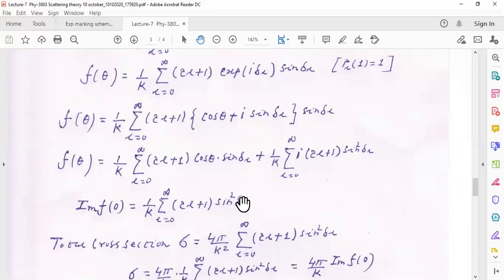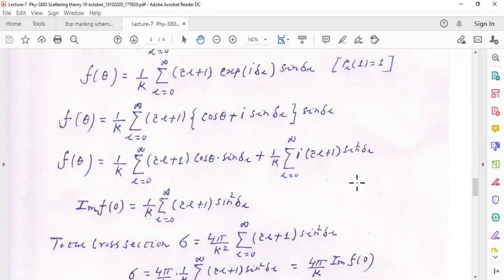I don't keep L equal to 0 right now here. So this is the imaginary term of the scattering amplitude. The imaginary term of the scattering amplitude is 1 upon k. This k is not capital, it is a small k. Sum over L equal to 0 to infinity, 2l plus 1, sin square delta L.